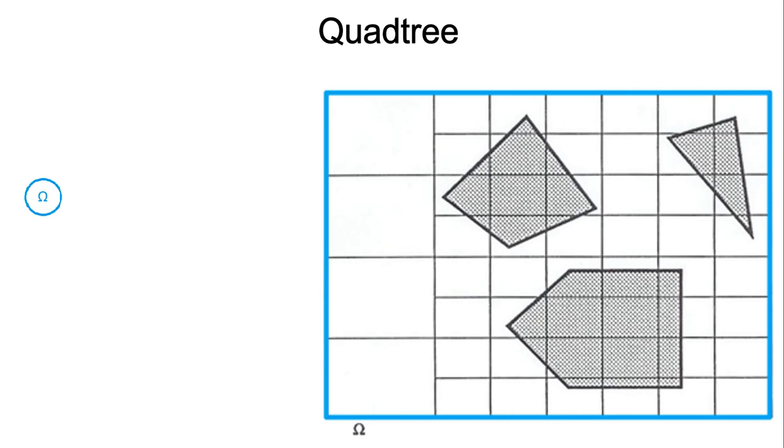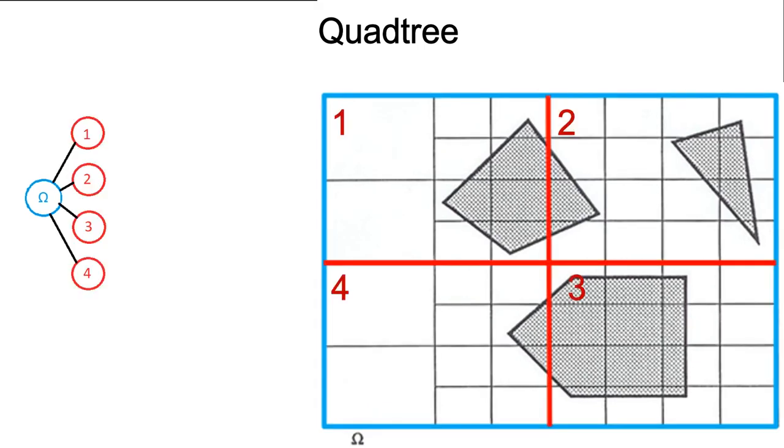Starting with our working area omega, we divide it into 4 cells. We name them clockwise and add them to our quadtree, here marked in red. We then repeat that process for all the cells that contain parts of an obstacle in them. So parts 1, 2, 3, and 4 all contain some snips of an obstacle, so we just divide them again.